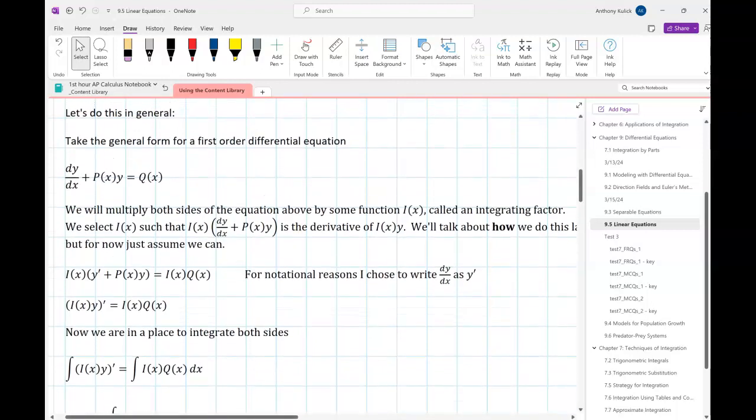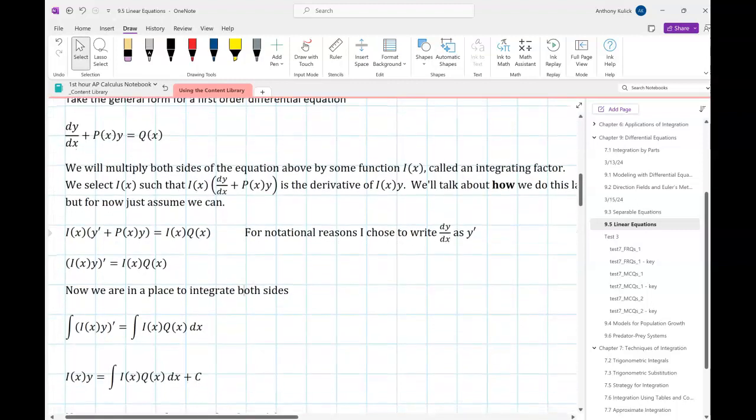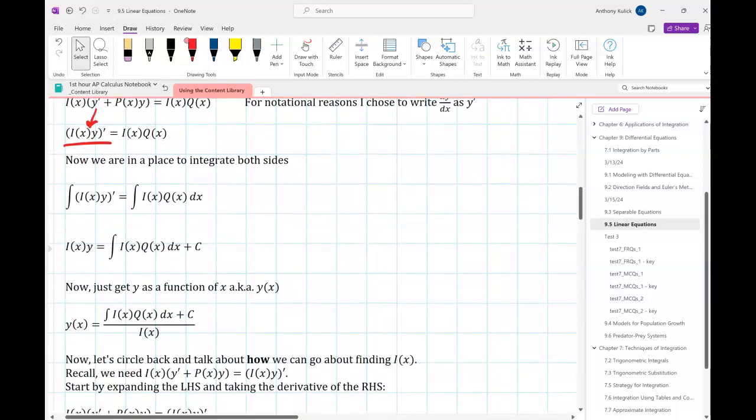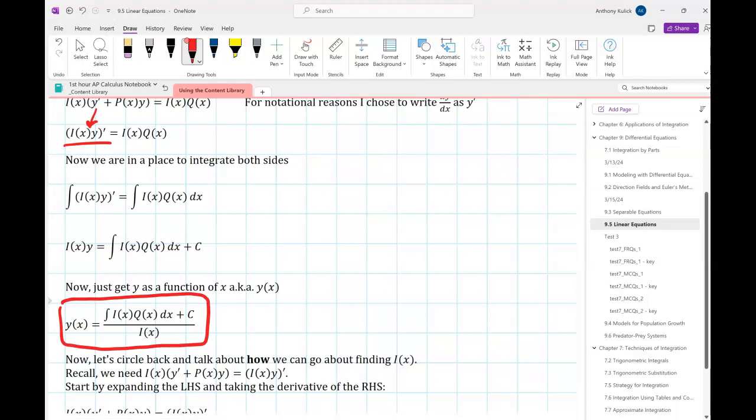So when I do that, I multiply both sides by I of x. That allows me to translate that into just the product rule derivative. And now I can integrate both sides. The integral cancels out the derivative. And then I divide both sides by I of x. And here is my solution, right? Just kind of outlining the process right now.